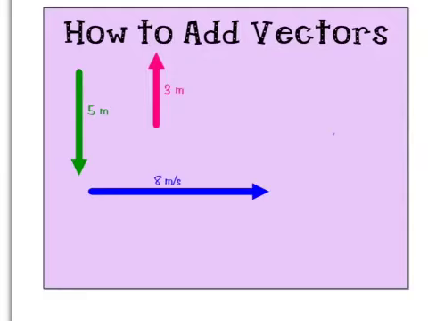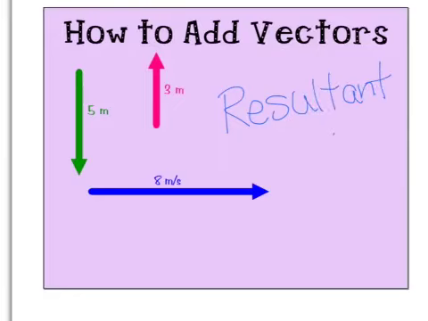But before we do, there's an important term that you must know that relates to adding vectors, and that's the term resultant vector. A resultant vector is what you get when you add 2 vectors together.